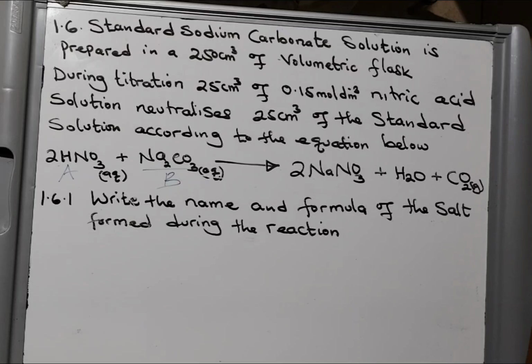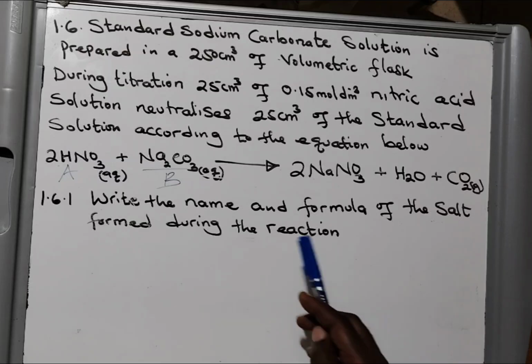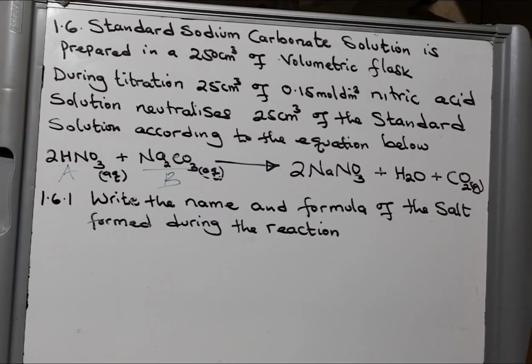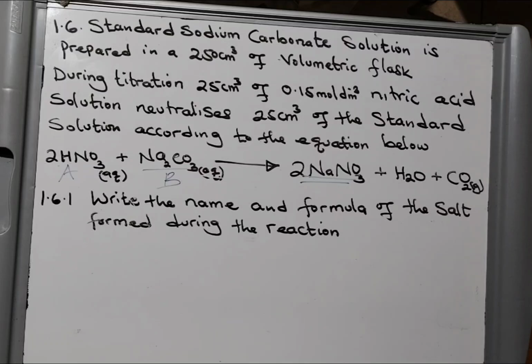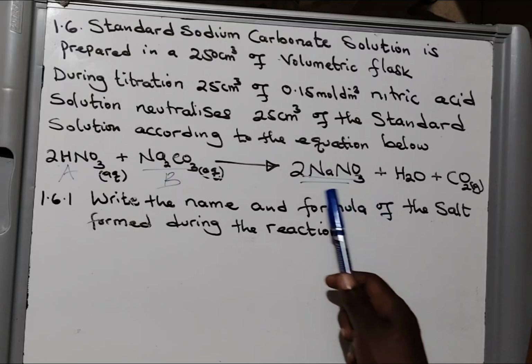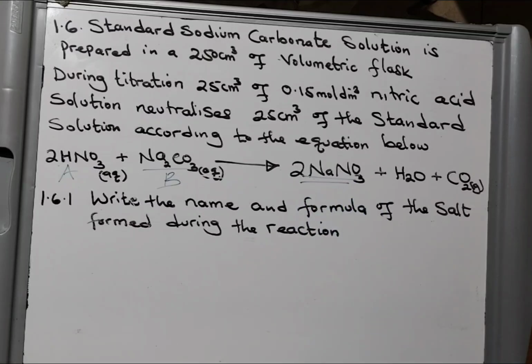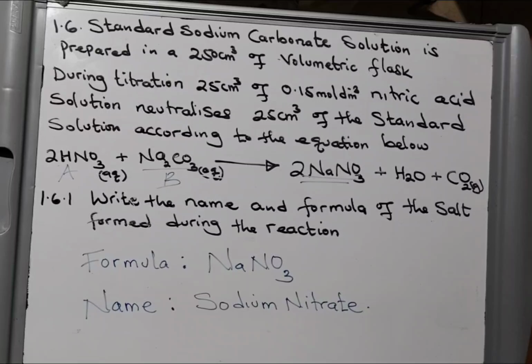A salt is a species which has a positive part, usually a metal, and the other part a radical or anion of any sort. So a salt is made up of positive and negative ions. The positive is predominantly a metal. So what is the salt? This is our salt. What is the name? Sodium nitrate. What's the formula? The formula is there. So let us write it down. Okay, that is that. So let us go to the next question.